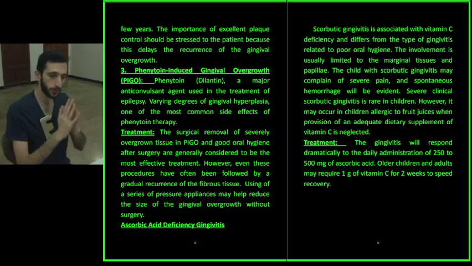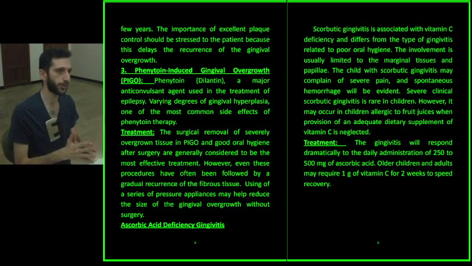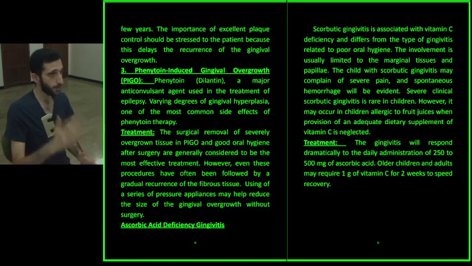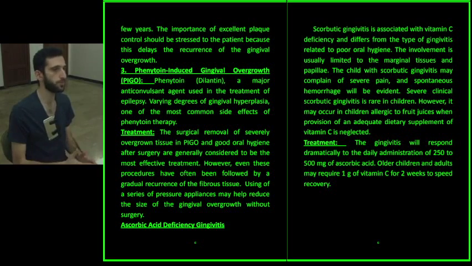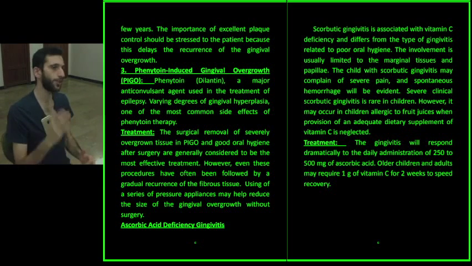Ascorbic acid deficiency gingivitis is another systemic factor affecting the gingiva. It is associated with vitamin C deficiency and differs from the type of gingivitis related to poor oral hygiene. This involvement is usually limited to the marginal tissues and papillae. The child with scorbutic gingivitis may complain of severe pain, and spontaneous hemorrhage will be evident. Severe clinical scorbutic gingivitis is rare in children.